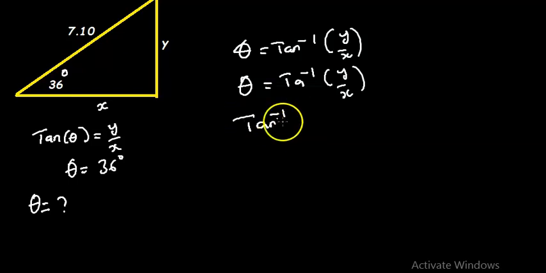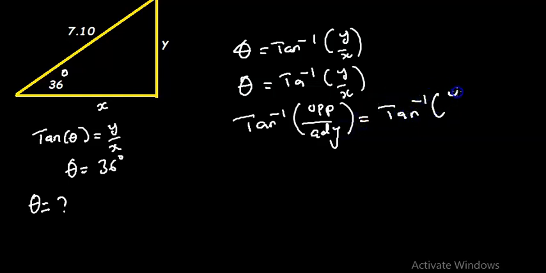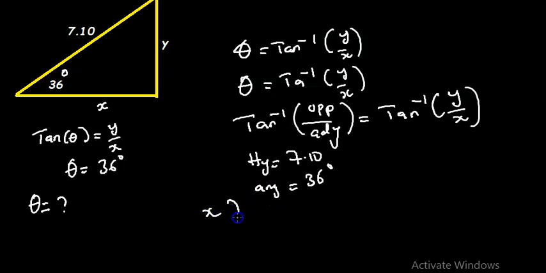Therefore, arctan or tan inverse of the opposite divided by the adjacent is simply going to be the arctan of y divided by x. Given the hypotenuse to be 7.10 and the angle, let's put it this way: our hypotenuse is given to be 7.10 and our angle is 36 degrees. The next thing we need to do is to use the trigonometric ratios to find x and y.